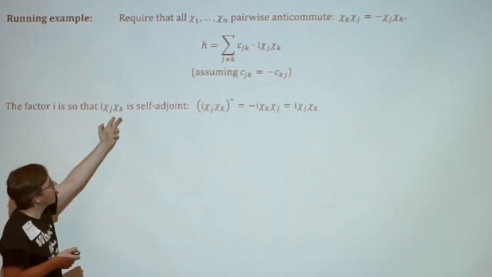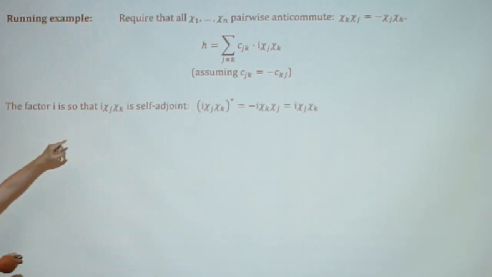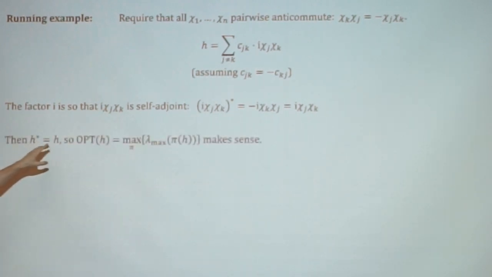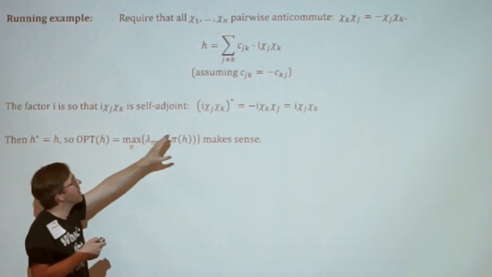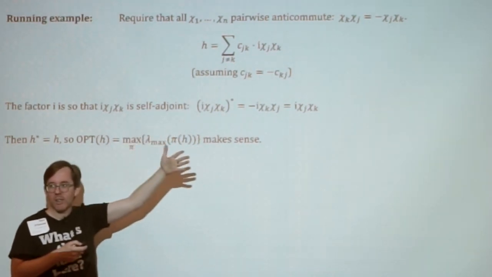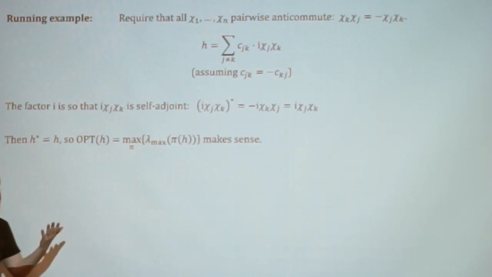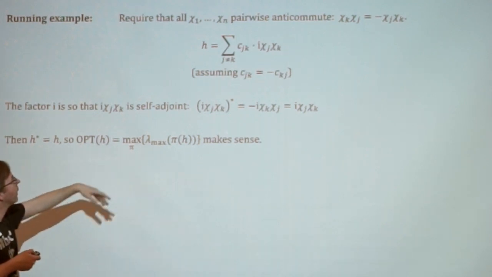If you star this, you want to get the same expression back. Basically because you want it to be the case that any matrix assignment to this thing gives you a self-adjoint matrix, because then it has real eigenvalues and it's sensible to ask about the largest of these eigenvalues. The C's are real. I didn't write that, but the C's are real. Let's just say that, keep it simple.